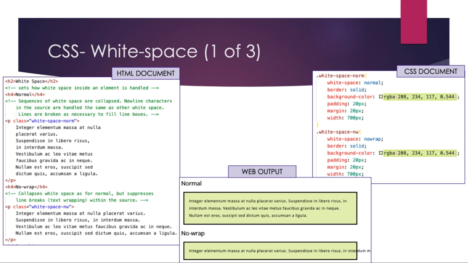And here the white space property lets us define how we want to handle white space inside an element. So we have normal and we have no wrap. For normal, white space is collapsed. New line characters in the source are handled the same as other white space. Lines are broken as necessary to fill line boxes. So that looks like the most normal, right? Hence it's plain up to its word. Now for no wrap, it does exactly what you would think. Collapses white space as normal, but suppresses line breaks or text wrapping.